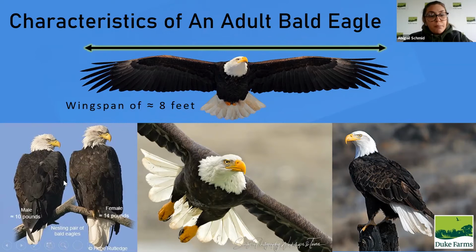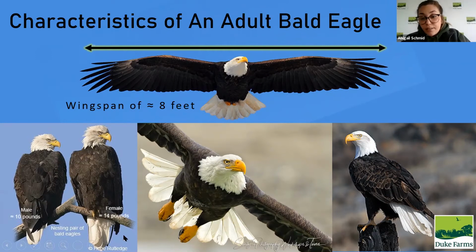Down here at the bottom left, we have a nesting pair of bald eagles. On the left, this is a male, okay? And on the right, we have a female. They look very similar, but there is one big difference: the female is slightly larger than the male. The female runs at about 14 pounds and the male is at about 10 pounds.